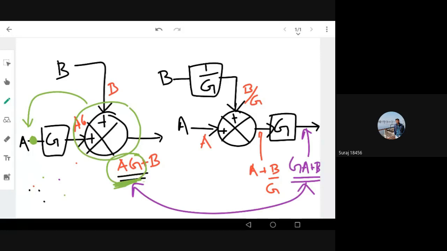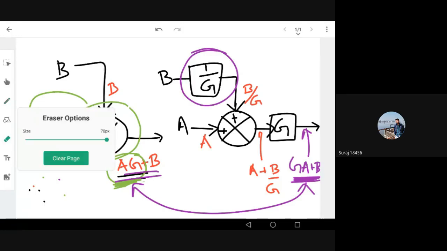So what I have done in this example is I tried to move the summing block before the gain block. The only thing is you need to make sure your outputs are the same. Here A into G plus B is the output, and here also A into G plus B is the output in the bottom right. So what I have done is an attenuation, or a de-amplification, or reduction of the signal amplitude, right? So that my output is the same. Okay.